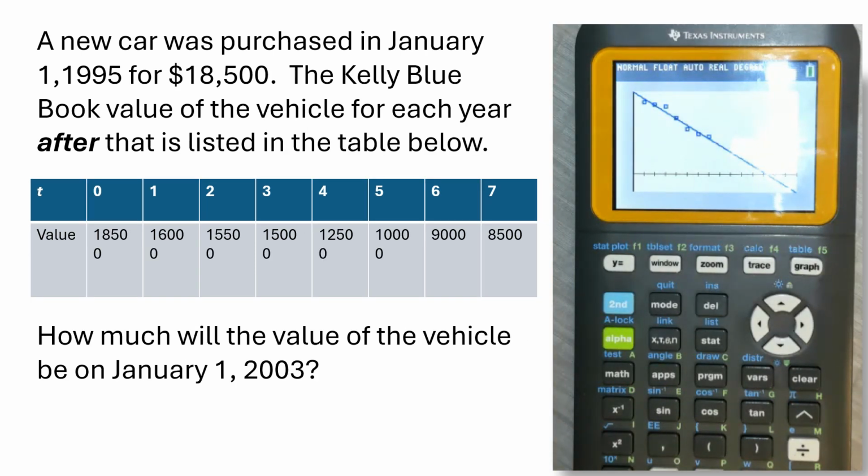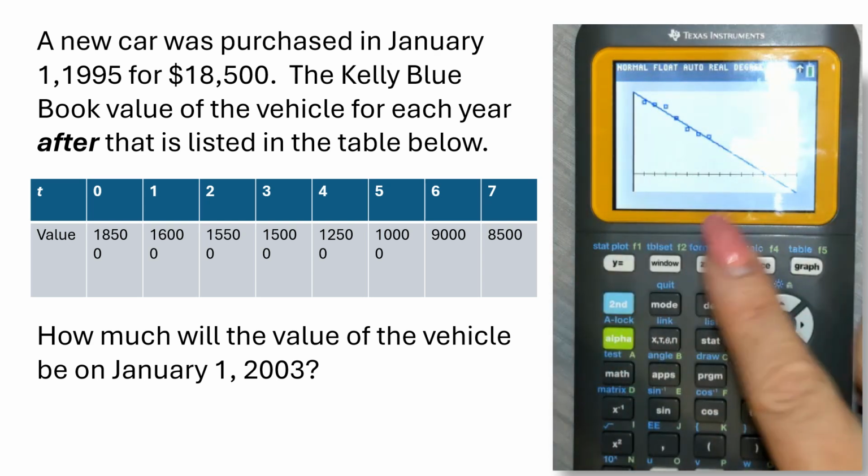All right, first question. Again, if the car was purchased January 1st, 1995, and it was worth $18,500, how much will it be worth in January 1st, 2003? So remember, we're provided with a time, an X value, and we want to know the corresponding Y value. How do we figure that out?